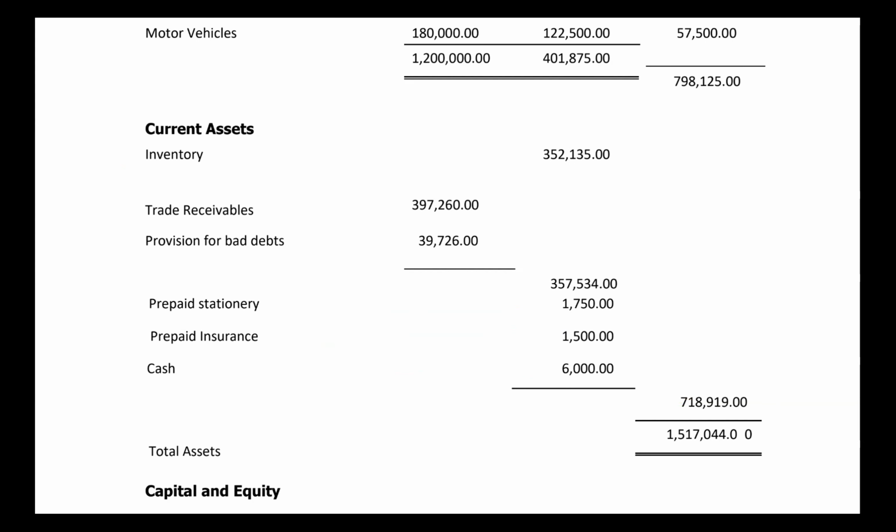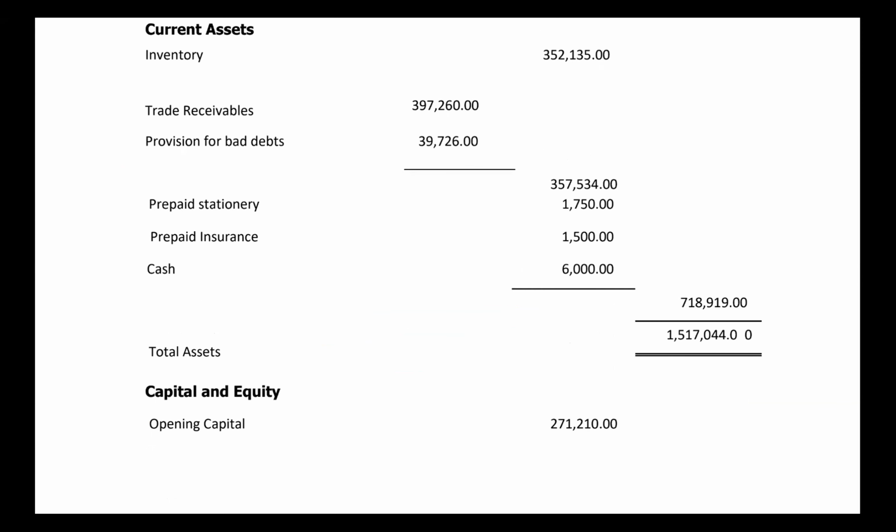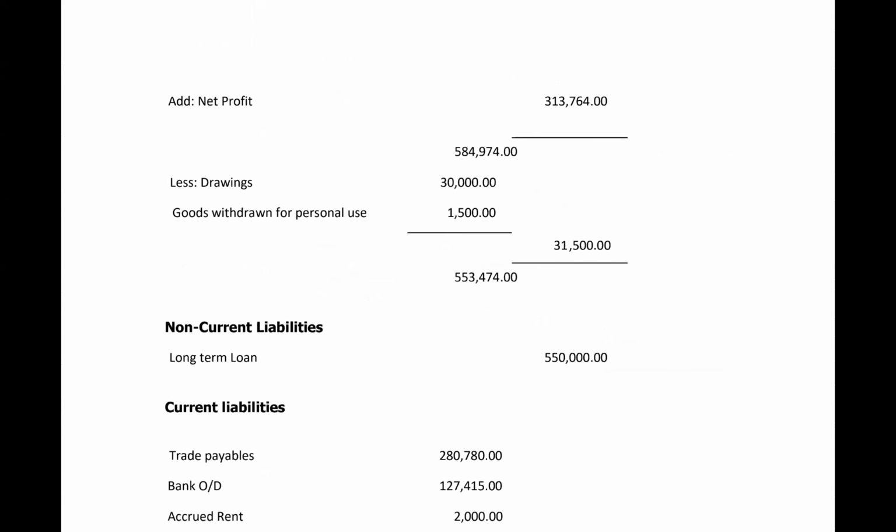When you get that, you have the total assets. Then you start with the capital and equity. With capital, you always start with the opening capital. Opening capital is given in the trial balance. Then you add the net profit, right? So that's why if you find the wrong net profit, you will find pressure in balancing this. So you add the net profit to the capital.